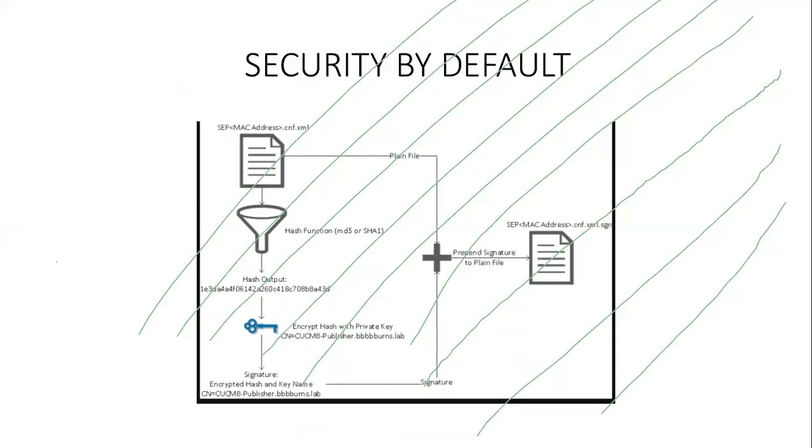If you see in the diagram, the first part is the SEP MAC.cnf.xml file. It is processed using the hash function, MD5 or SHA-1 algorithm, and it provides the hash output, and that hash output is again encrypted using a private key, and this private key is basically the CallManager.pem certificate that is in the Call Manager itself. So the CallManager.pem certificate signs this encrypted hash, and this becomes SEP MAC.cnf.xml.sgn. The .sgn part is added when this is processed using security by default.